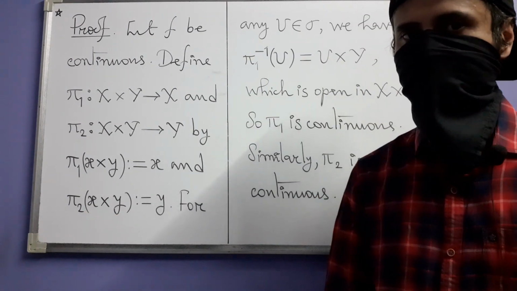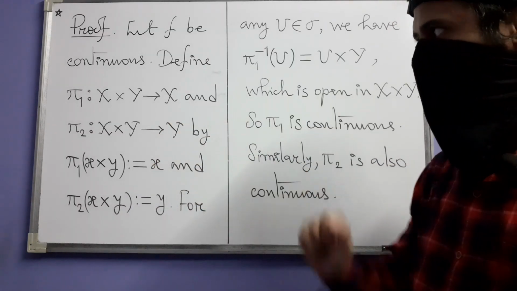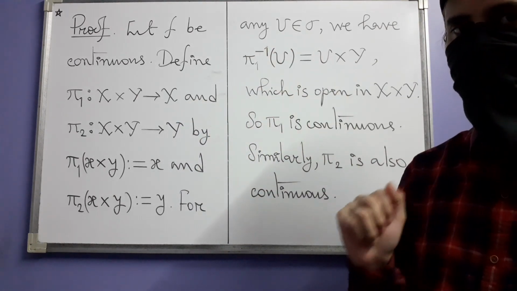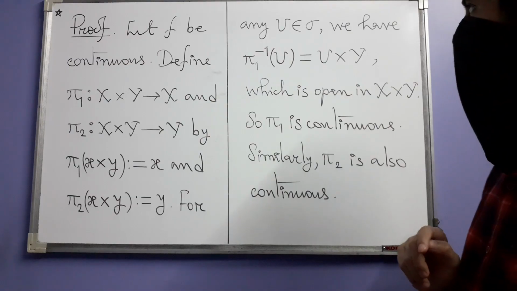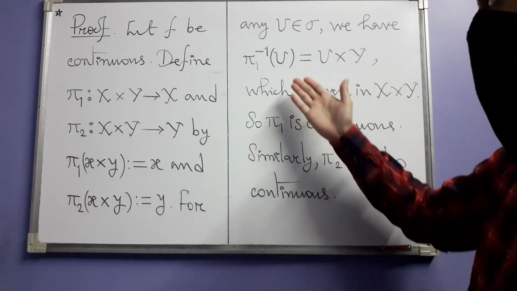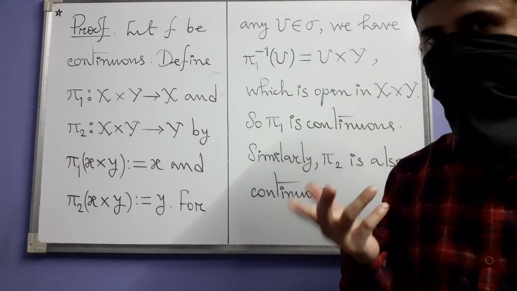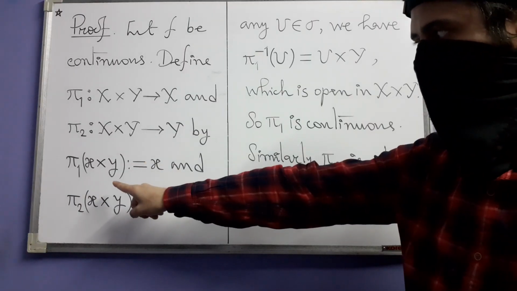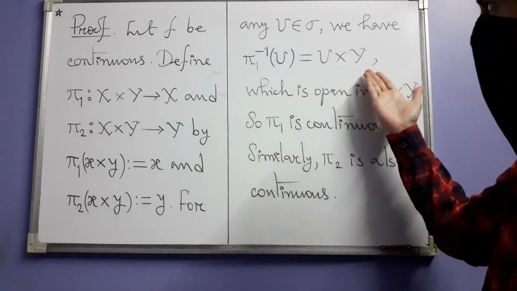Now next our aim is to show that these two functions are actually continuous. So to show that pi1 is continuous, you take any open set in X, that means U will come from the topology on X, so let U be any element in sigma. And then calculate the inverse image of U under pi1. It's not difficult to see that this inverse image is just U times Y. I mean, what is this inverse image? It is the set of those points in X times Y on which when you apply pi1, that final result is in U. So obviously it will be this set.